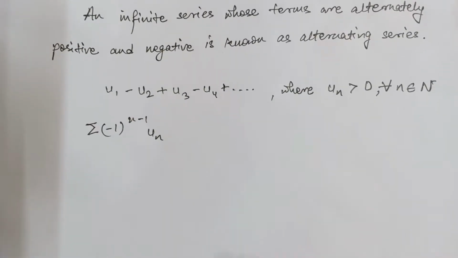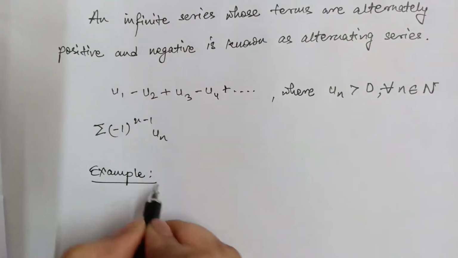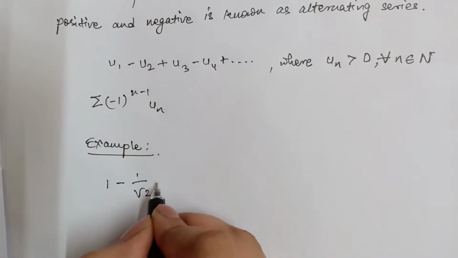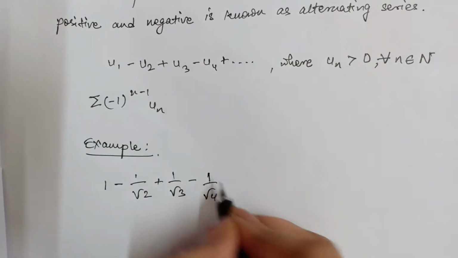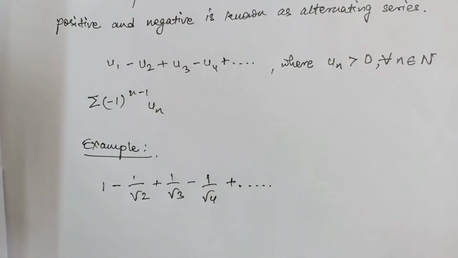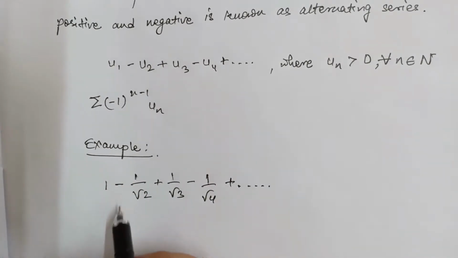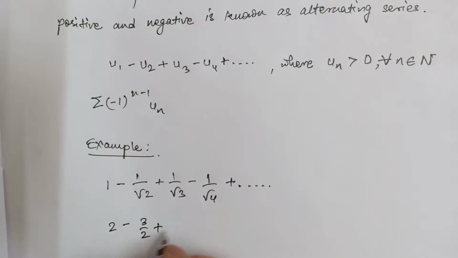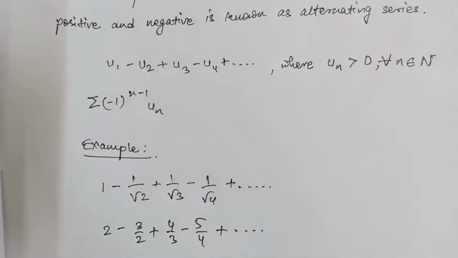Now let's take a look at an example. For example, 1 minus 1 by root 2 plus 1 by root 3 minus 1 by root 4. This series is an alternating series as it is positive and negative alternately. Also, 2 minus 3 by 2 plus 4 by 3 minus 5 by 4. This series is also an alternating series.